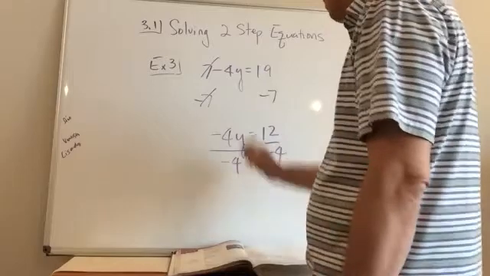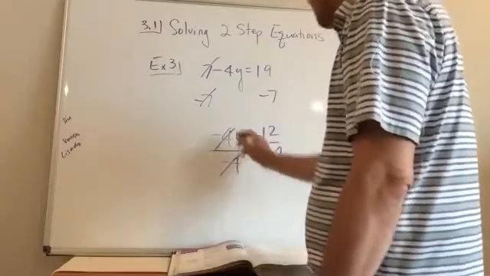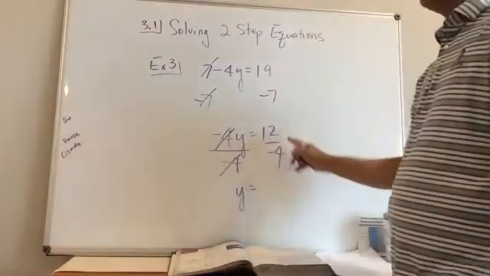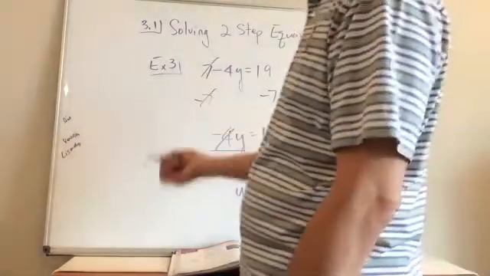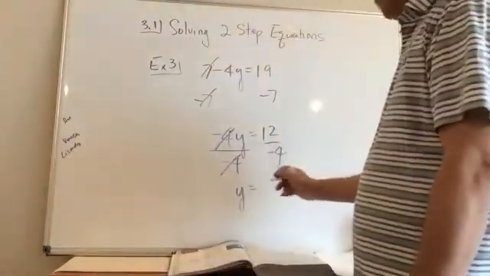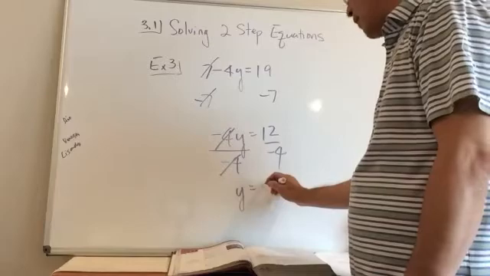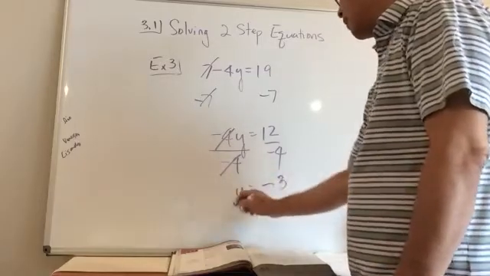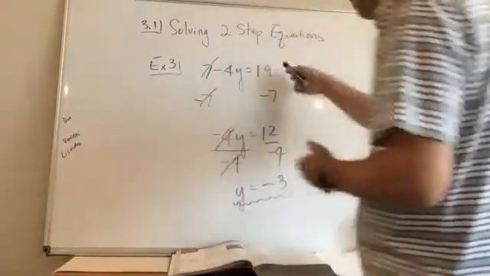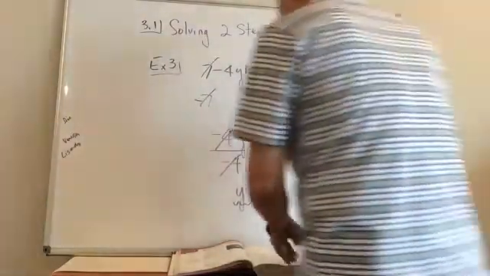So the negative 4s cancel out. I get y is equal to 12 divided by negative 4. So it's a positive number divided by a negative number. And that would be what? Negative 3, exactly. Good job. So y is equal to negative 3. So this is how you would do it. Okay, let's flip the page.